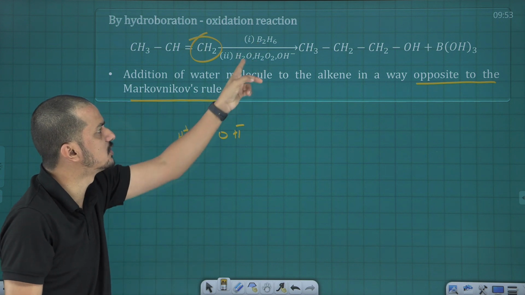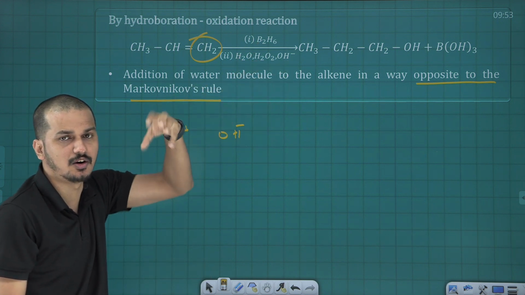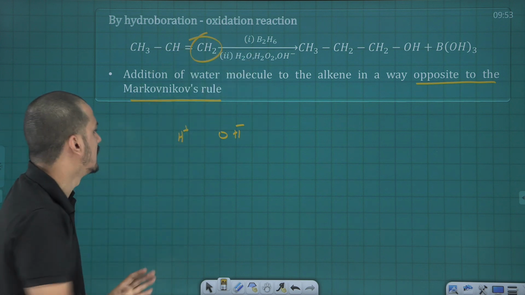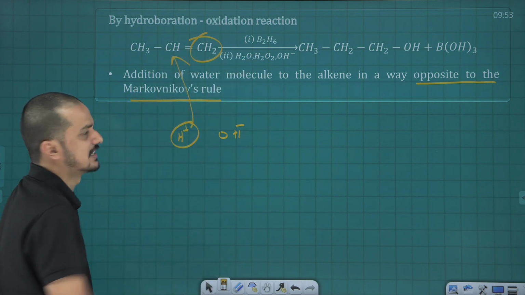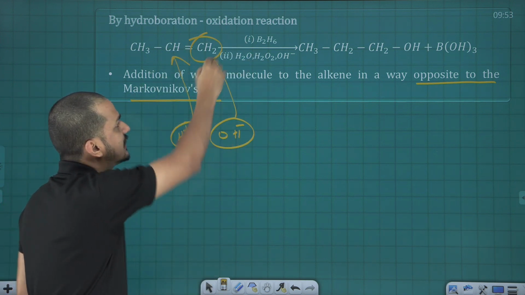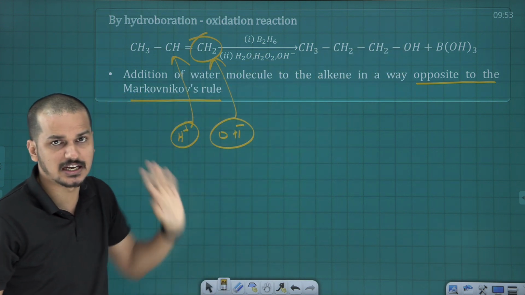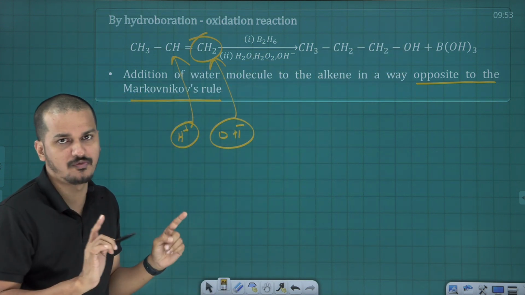If it is B2H6, H2O, H2O2, OH minus, that means hydroboration. Hydroboration-oxidation reaction means this H will go along with the CH and OH will go and attach here. You can see CH3, CH2, CH2, OH. So that's the product, opposite to Markovnikov addition.